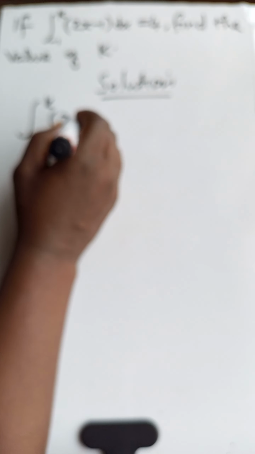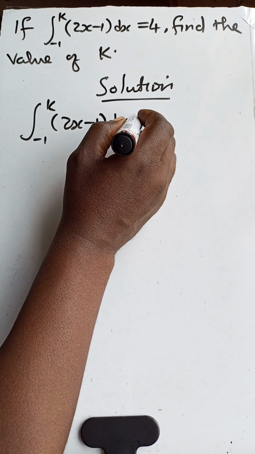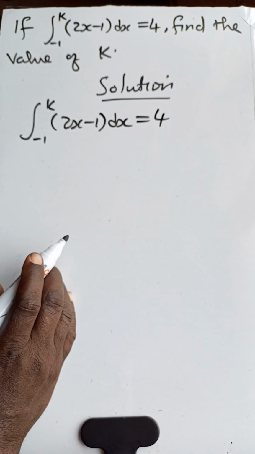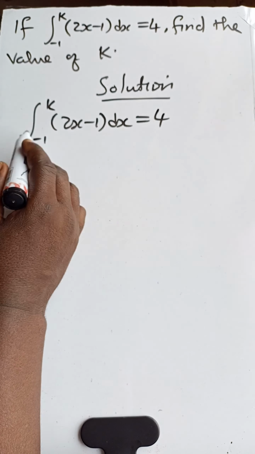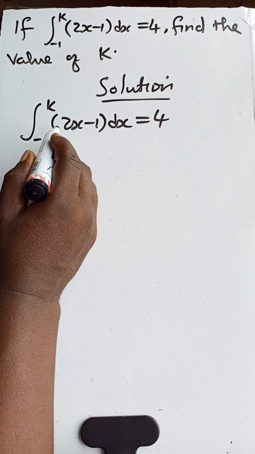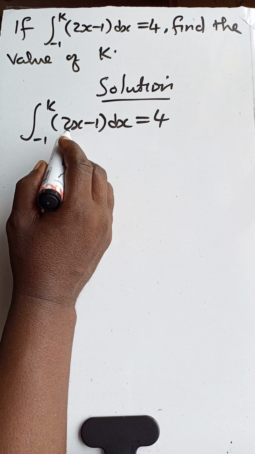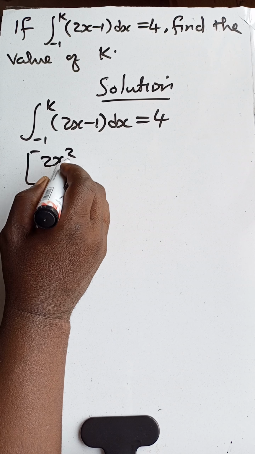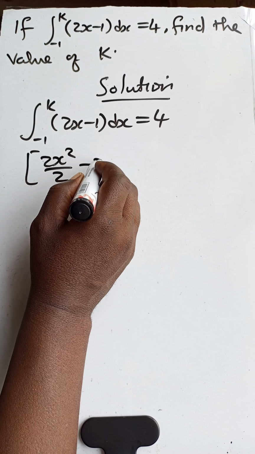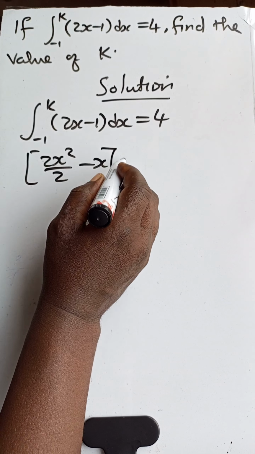Alright, integral from -1 to k of 2x minus 1 with respect to x. We are told that the result is 4. So how do we get the value of k? We evaluate the left hand side. The integral of a sum is equal to the sum of the integrals. So the left hand side just becomes 2x squared all over 2 minus x, from -1 to k.